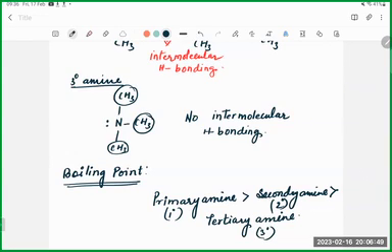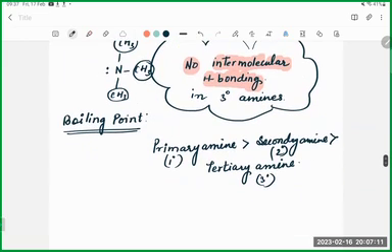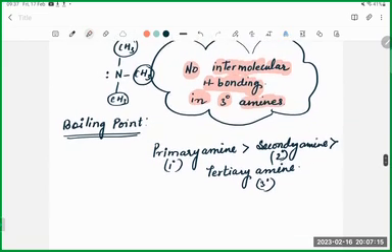Now, even the question can be asked, why this reason, so please remember, Hridaya, it's very, very important. No intermolecular hydrogen bonding in 3 degree amines. Okay? So please remember this reason. So you can explain.